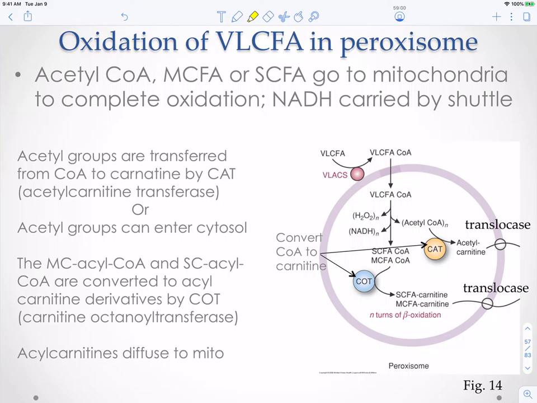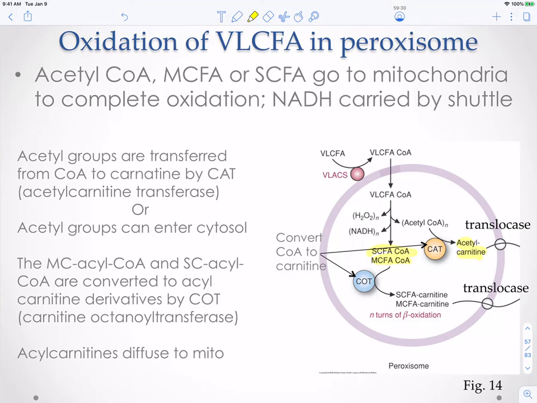So the acetyl-CoA, medium chain and small chain fatty acids all are going to go to the mitochondria to complete the oxidation. And then NADH gets carried by the shuttle system. So remember the shuttle systems we talked about to get NADH from the cytosol into the mitochondria, the malate aspartate shuttle system, for example. Those are what NADH uses.